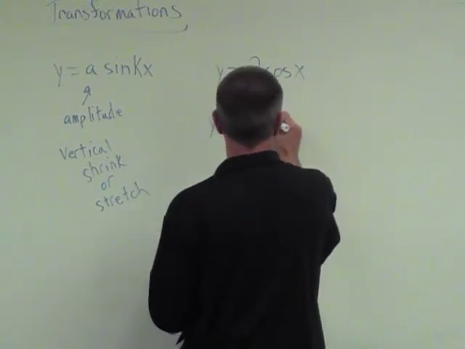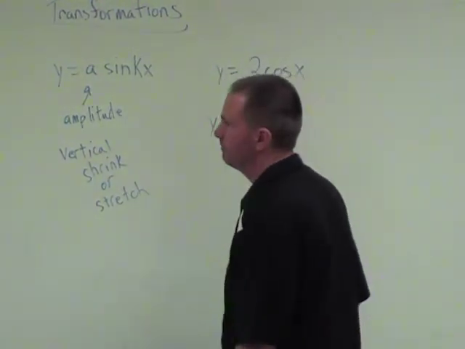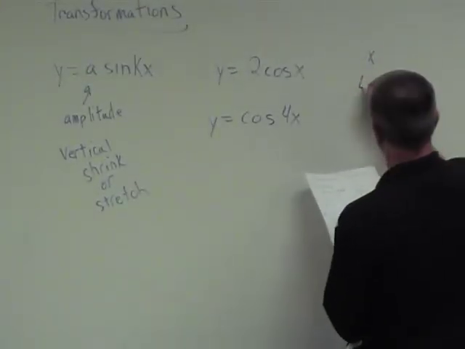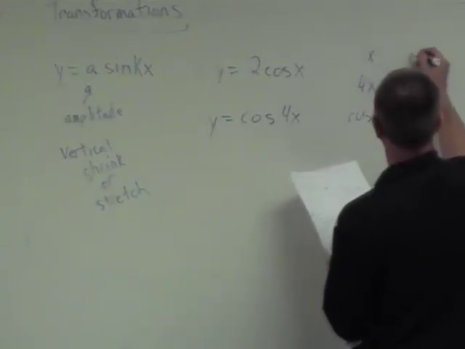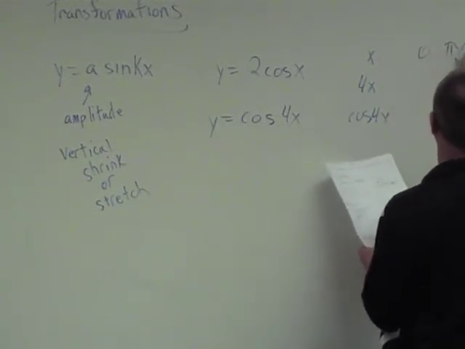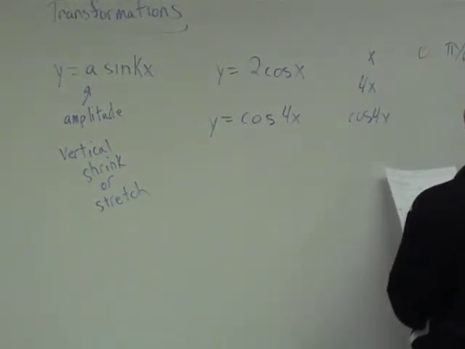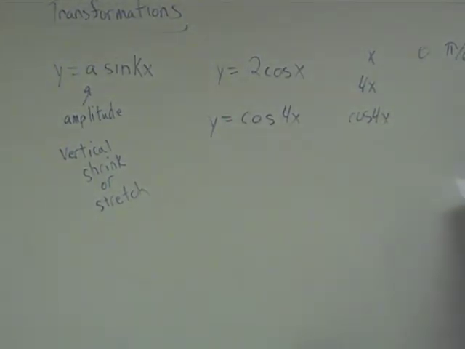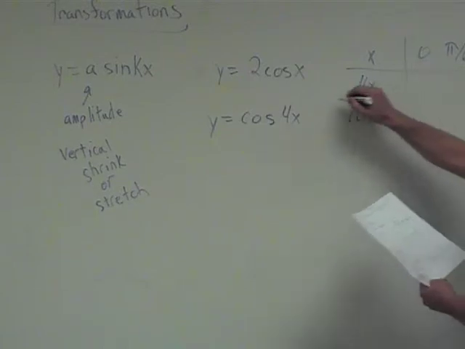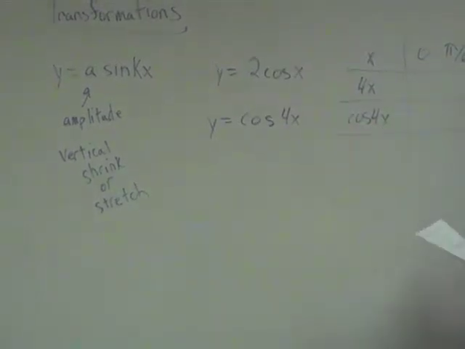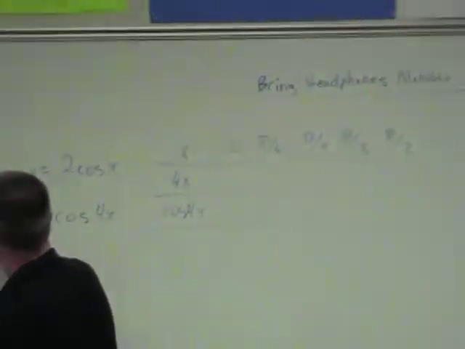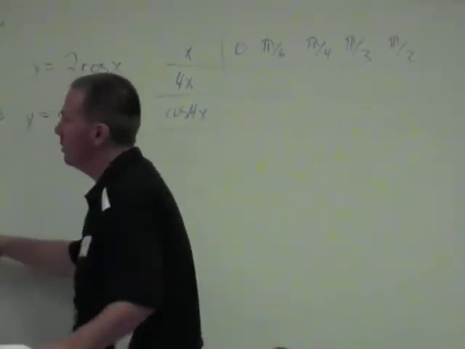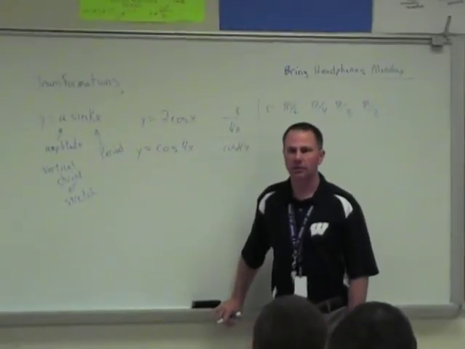Alright. What if we did this? Y equals the cosine of 4x. I'll make a new chart here. X, 4x, and the cosine of 4x. X is the same thing as t. 0, pi over 6, pi over 4, and pi over 3, pi over 2, and so on. We're just going to graph these just to see what it looks like. 4 is in the K position. This represents the period, how long before it repeats itself.